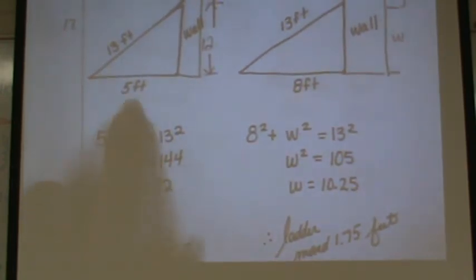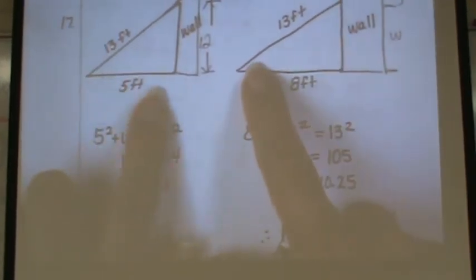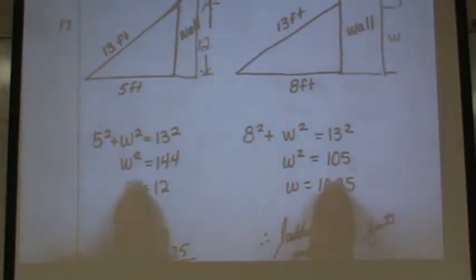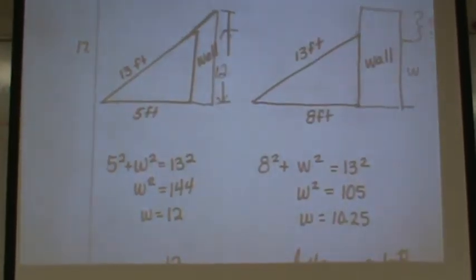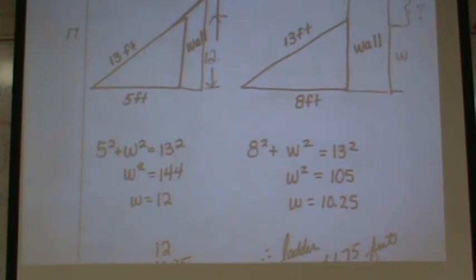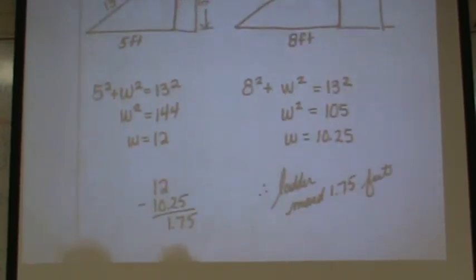So you've got your 5 feet and your 8 feet. It's still a 13-foot ladder. So you're going to figure out these two sides right here, and then the difference would be how far it moved. So 1.75 is the answer for that one.